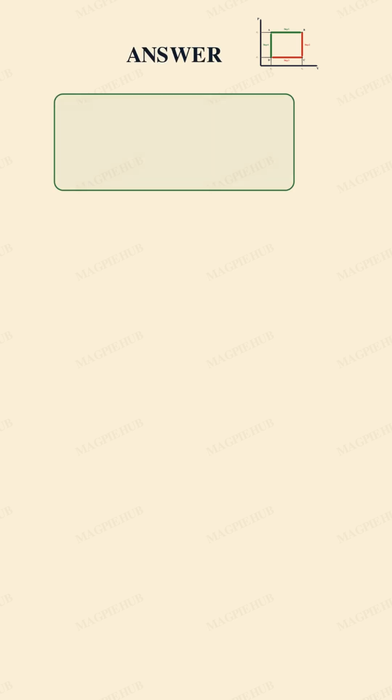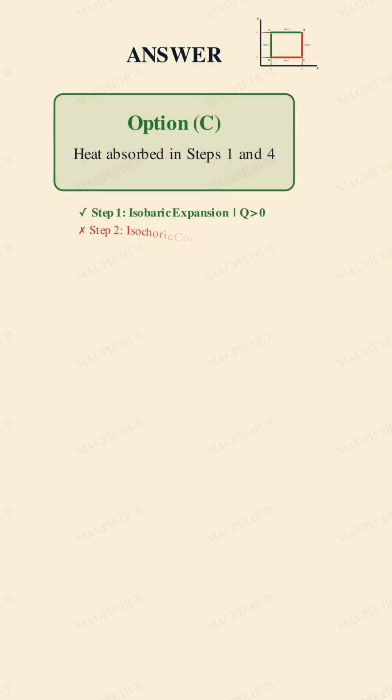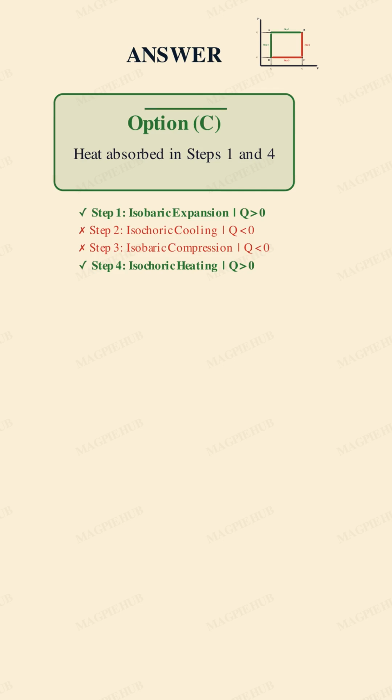The correct answer is option C. Heat is absorbed in steps 1 and 4. In step 1, isobaric expansion at high pressure, temperature increases, so heat is absorbed. In step 4, isochoric heating at constant volume, pressure increases, temperature increases, and heat is absorbed. Steps 2 and 3 involve temperature decrease, so heat is released.